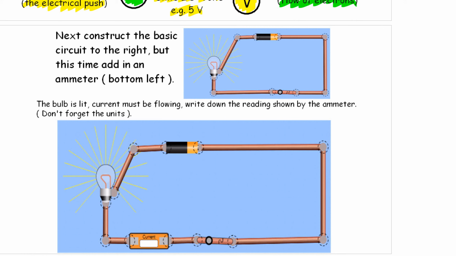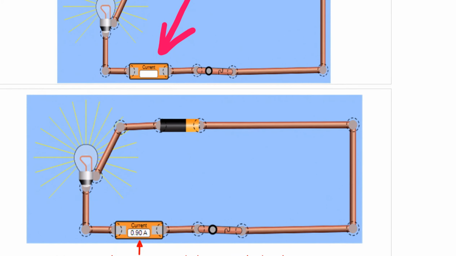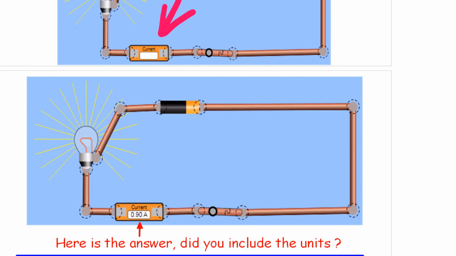So finally you're going to construct this basic circuit to the right, okay? But this time down here you're going to add in an ammeter, okay? The bulb is lit. Current must be flowing. Write down the reading shown by the ammeter. Write it into the ammeter and don't forget the units. I wonder if you got the right answer. Here comes the right answer. And it was 0.90. Did you include the units though? The units are of course big A, amps.